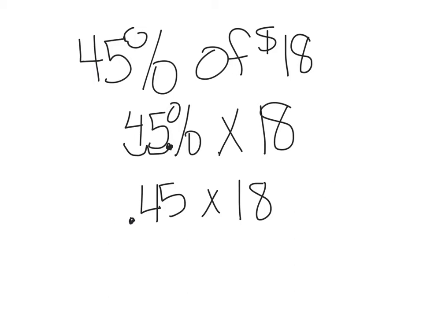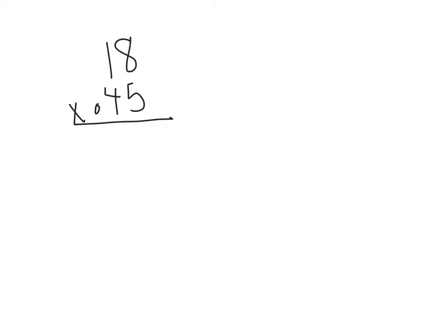So we're going to line up our numbers, 18 times 0.45. Because there are two numbers down at the bottom, I'm going to have 2 lines of work. My first line of work is going to be from my 5. Then my second line is going to be from my 4. So let's get this started. 8 times 5 is 40. You should be writing this down in your notebook. 5 times 1 is 5, plus 4 is 9.